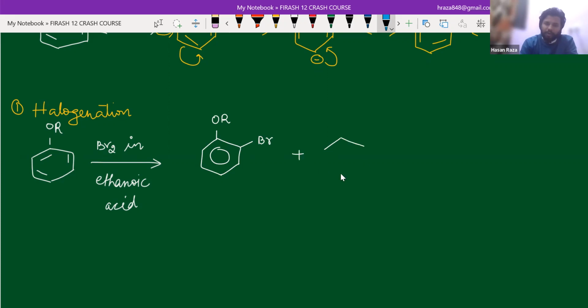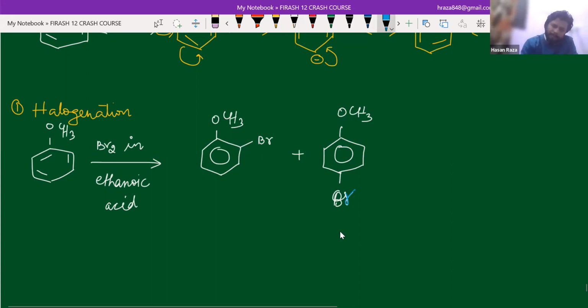Can you tell me which one is more stable, which one is major and which one is minor? Oh, wait a minute, let me tell you this. We are doing this reaction for methoxybenzene especially. You can also write R, that is not a big deal. So para is your major product, and this is your minor product. Please do write it.